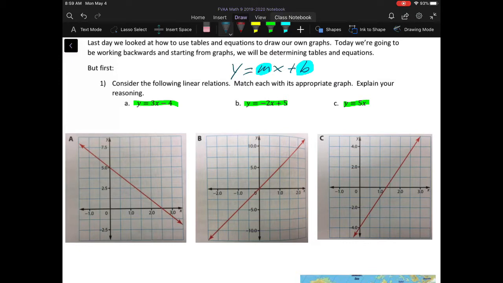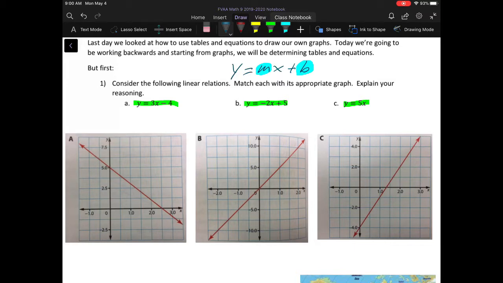So here we have three graphs, A, B, and C, as seen below. For graph A, reading left to right, the line is sloping downwards. B and C are sloping upwards. And they're also crossing the y-axis and the x-axis at different places. But we'll see that the y-intercept is going to be key here in some of these.